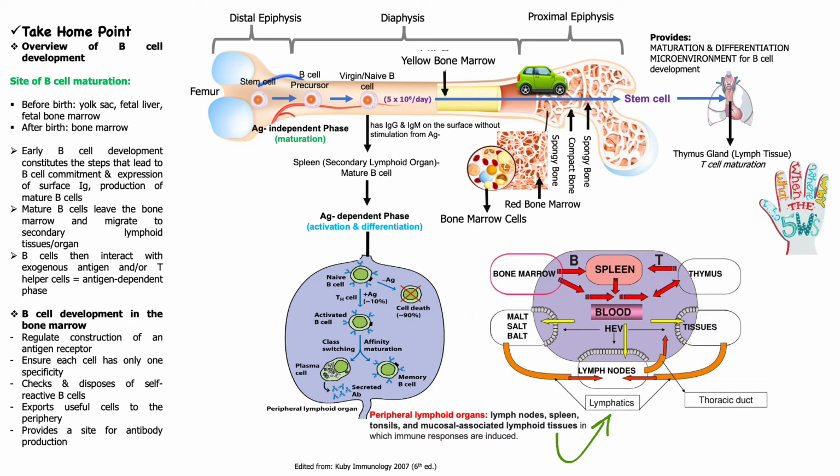And the B cells then interact with the exogenous antigen and or T helper cells, which at the end becomes the antigen-dependent phase. So as you can see, inside the femur, the antigen-independent phase or maturation takes place. And then we move to B cell development in the bone marrow, where it regulates construction of an antigen receptor and ensures that each cell has only one specificity. It also checks and disposes of self-reactive B cells, exports useful cells to the periphery, and later provides sites for antibody production.